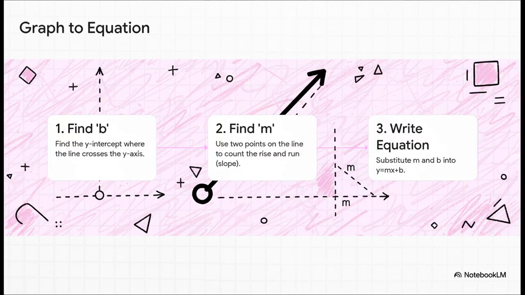First thing you do is find the starting point. Just look at where that line crosses the vertical axis. That's your b. Done. Next, you need the slope, your m. Just pick any 2 points on the line and count the rise and the run between them. Once you have your m and your b, you just plug them into the formula, and you've cracked the code.